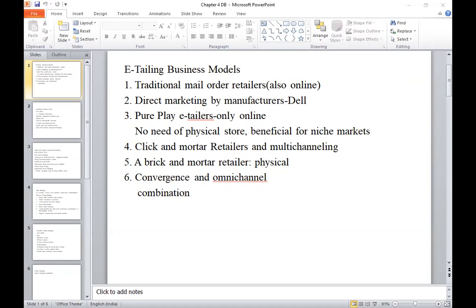Next is convergence and omni-channel combination. When any of the manufacturers thinks of having a combination of all of these segments, it is known as the convergence and omni-channel. Convergence means bringing together, integrating more than one channel together to reach the end customers. And today, most of the companies, those companies which are established, are using this integrated approach.